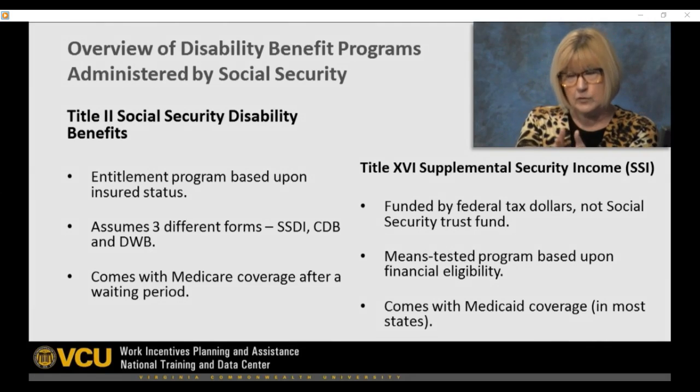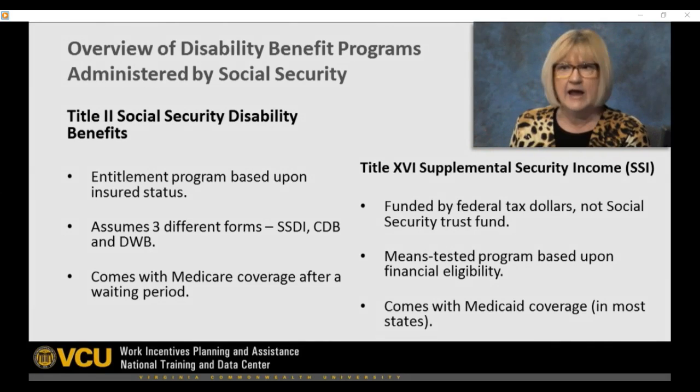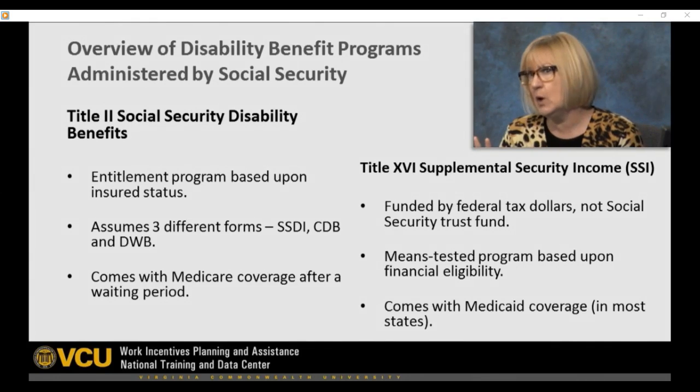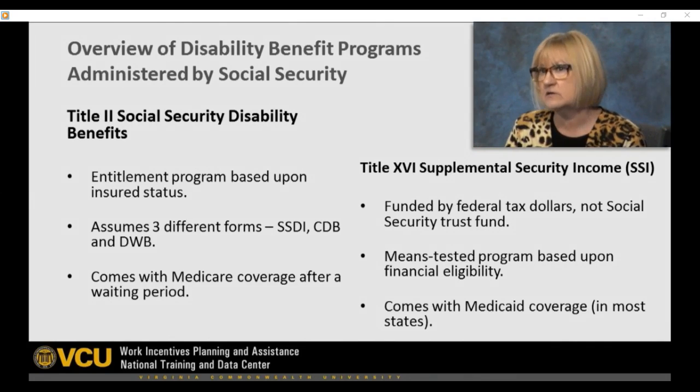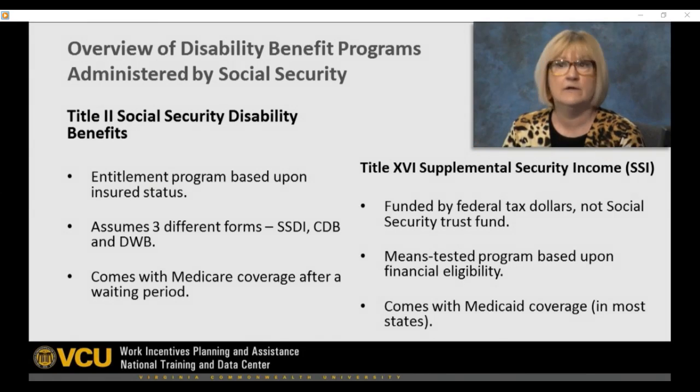Okay, so close that door, and we're going to look at the Title 16 side, the SSI side. And this program is completely different. Really, the only thing that these two programs have in common is that adult definition of disability. Truly, that's the only thing those two programs have in common. Beyond that, they're completely different. They function very differently. Eligibility for the two programs is very different. They are completely separate and distinct.